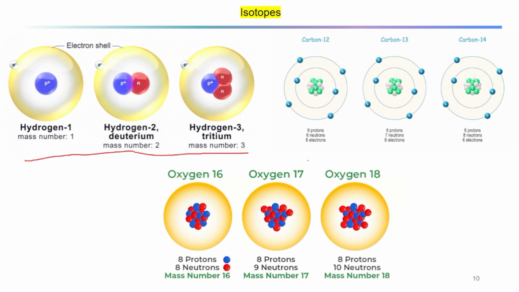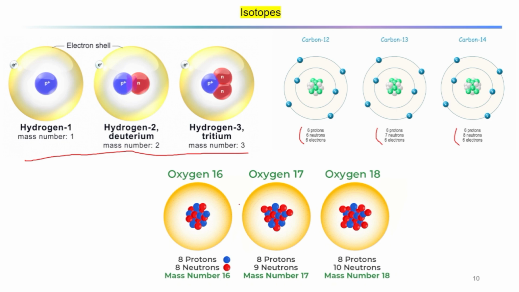Now in case of carbon, we have carbon 12, carbon 13, and carbon 14. So if you see carbon 12, we have 6 protons and 6 neutrons. In case of carbon 13, we have 6 protons and 7 neutrons. And in case of carbon 14, we have 6 protons and 8 neutrons.